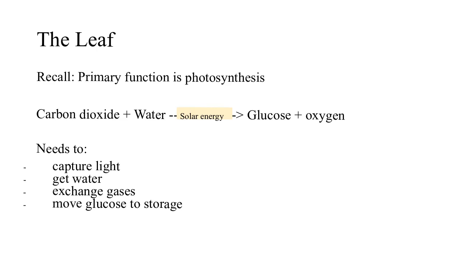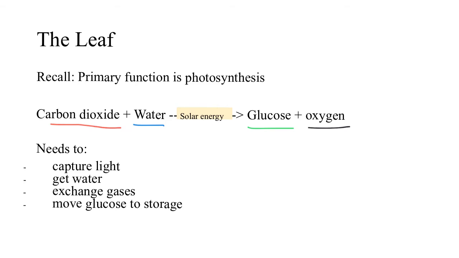Now, if you recall, the primary function of the leaf is photosynthesis. Now, let's take a look at the chemical reaction of photosynthesis. So we require carbon dioxide and water, and we are going to be putting out glucose and oxygen. Now, this is a chemical reaction occurring in the leaves of plants that is imperative for the life of plants because, of course, plants need that glucose to survive. They're autotrophs. They're creating their own energy source.